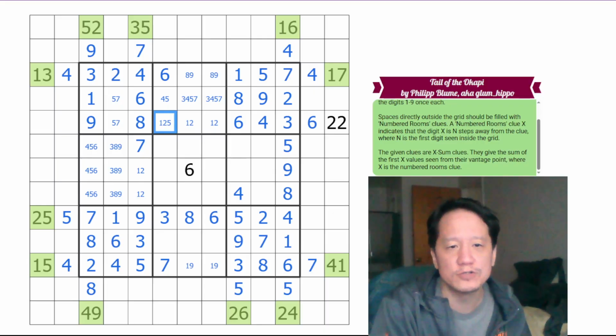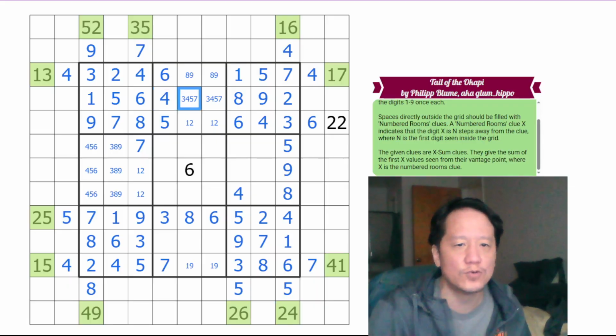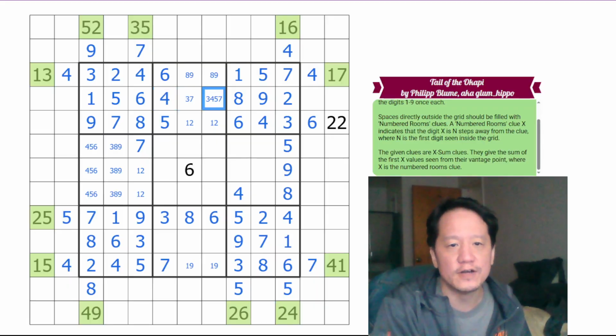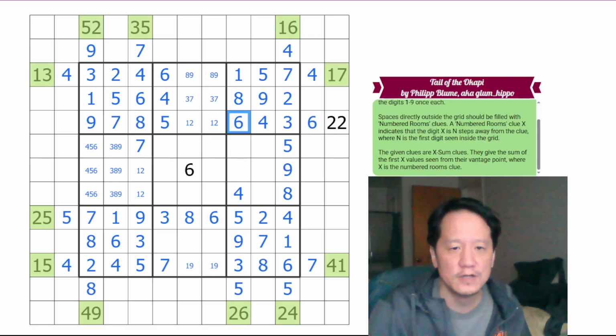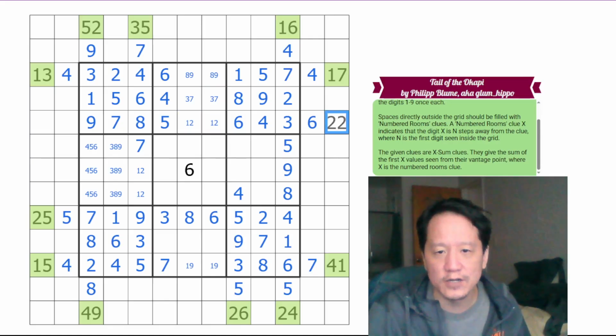This can't be 1 or 2. It's 5, which eliminates 5 here. So it's 7, which makes this 5. That means this can't be 5. That's 4. This can't be 4, 5. It's 3 and 7. So this is done. And now the rest we do from normal Sudoku.